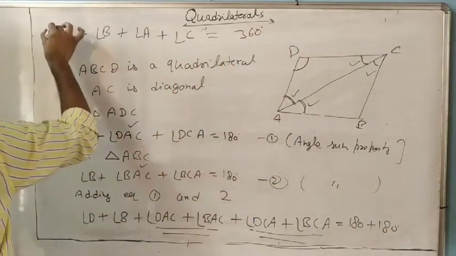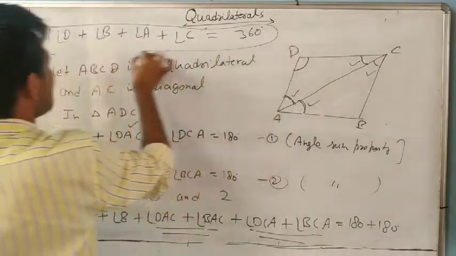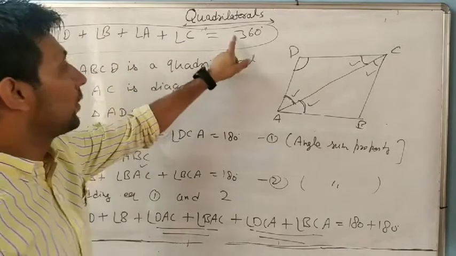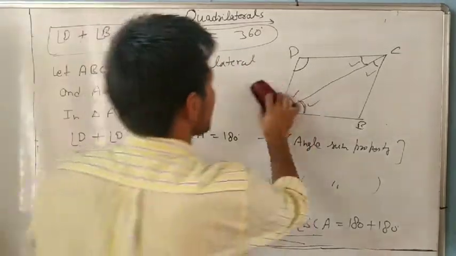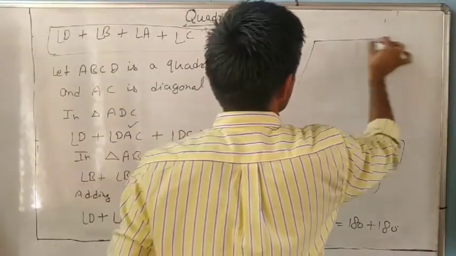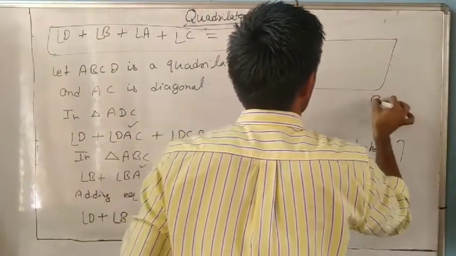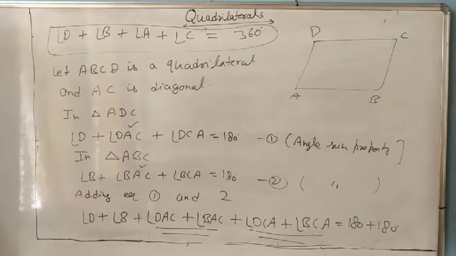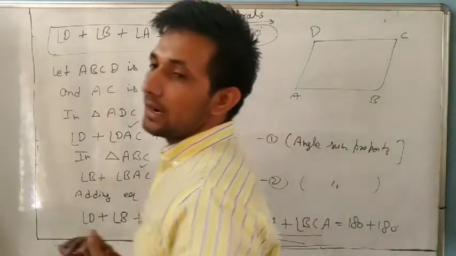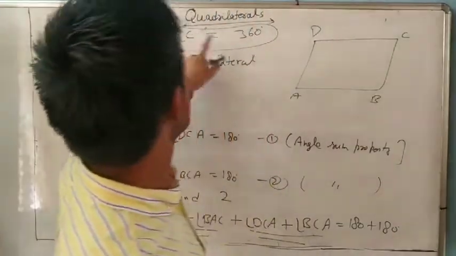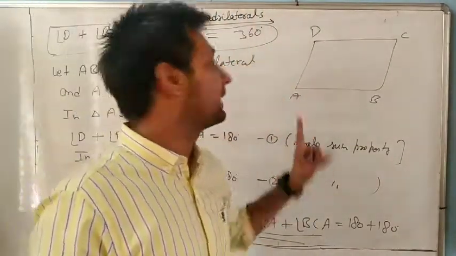So now we have proved that angle A plus B plus C plus D is 360. So always remember, in a quadrilateral, the sum of all angles is always 360. In a triangle it is 180, but here it is 360.